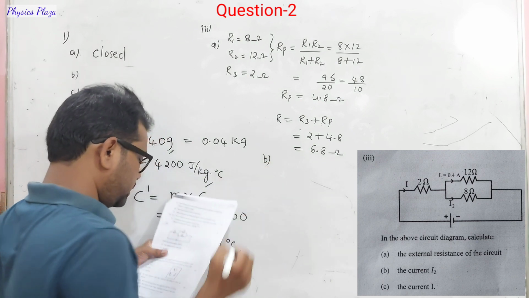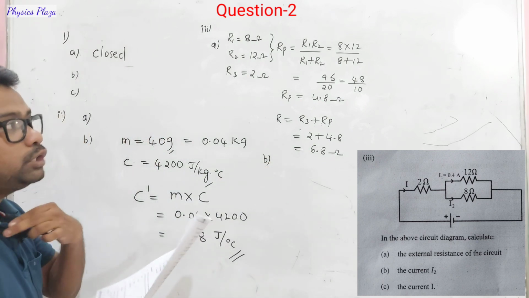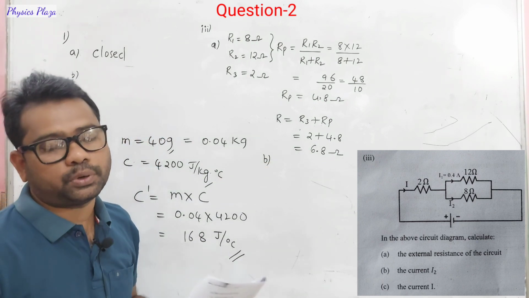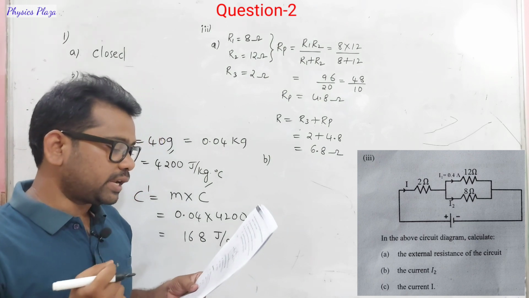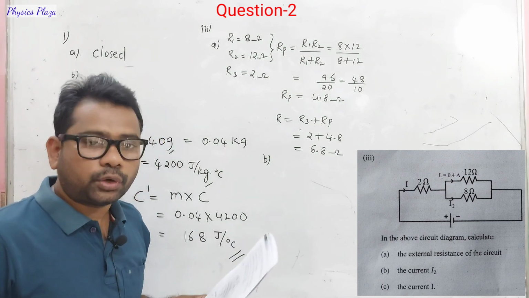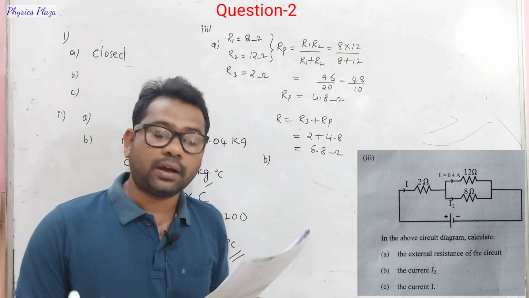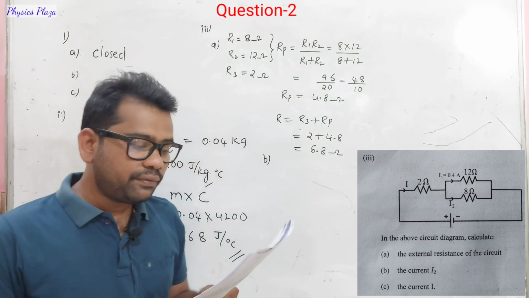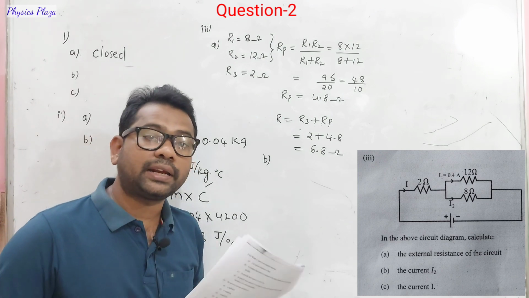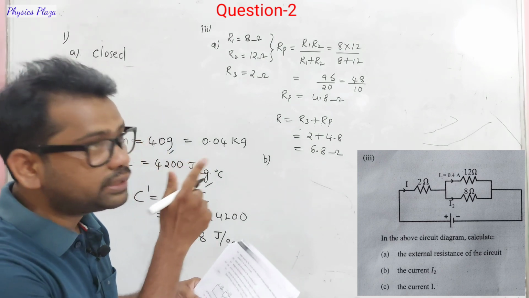Now D1, they are asking us to calculate the current through I2. Children, it's very important. If you want to calculate the current through I2, directly we have the formula V is equal to IR. But here the V value is not known. First we have to calculate the V value by using that diagram.